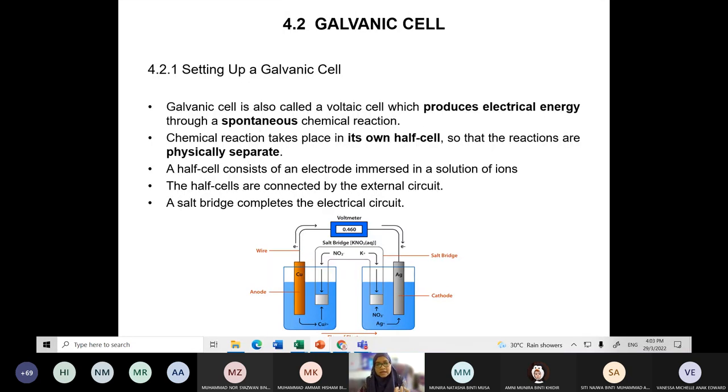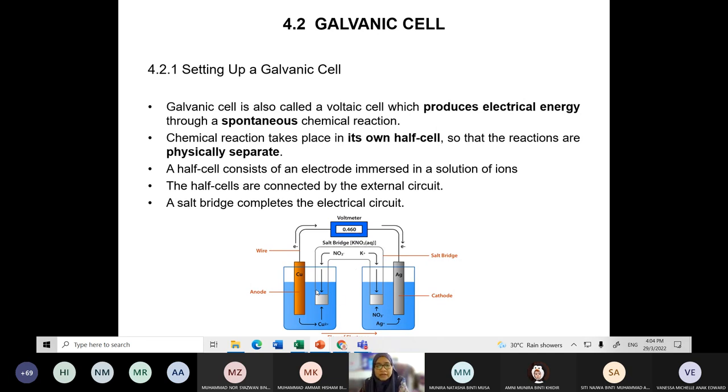the energy created through a spontaneous reaction. Maksudnya dia happen naturally, based on the difference in potential energy of the electrode. Chemical reaction takes place in its own half cell so that the reactions are physically separated. So, as you can see, this is an example of a galvanic cell or voltaic cell.